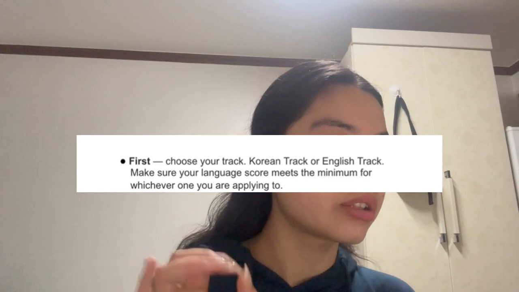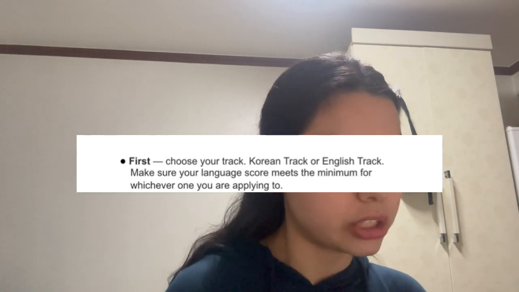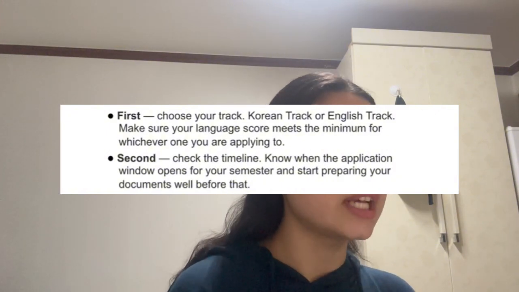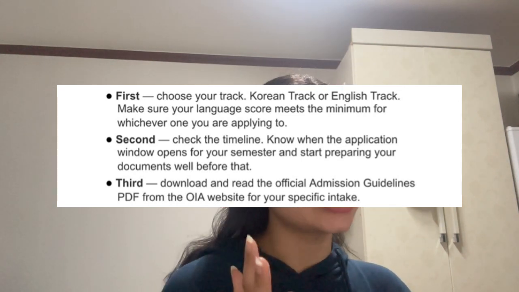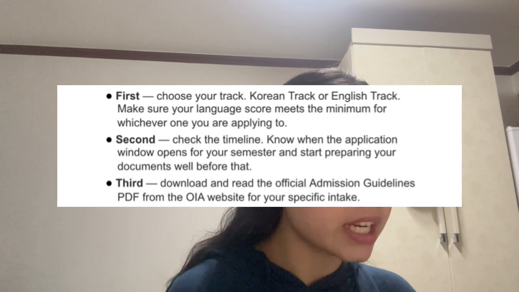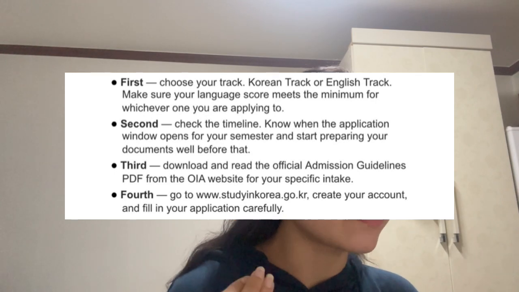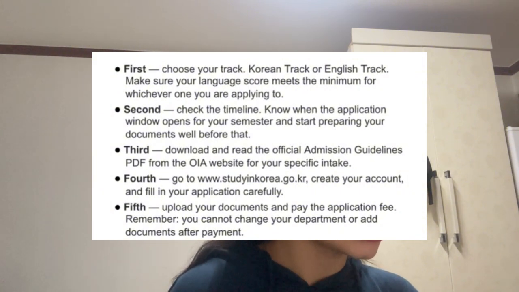So let me quickly recap everything I have covered today so you have it clear. First is choose your track, Korean track or English track, and make sure your language score meets the minimum for whichever one you are applying to. Second, check the timeline, know when the application window opens for your semester, and start preparing your documents well before that. And third, download and read the official admission guidelines PDF from the Donga website for your specific intake. Fourth, go to the Study in Korea website, create your account, and fill in your application carefully. Fifth, upload your documents and pay the tuition fee. And remember, you cannot change your department or add documents after the payment.